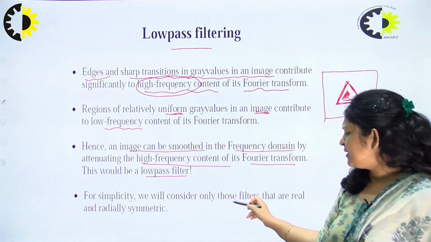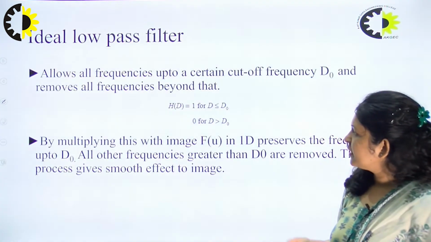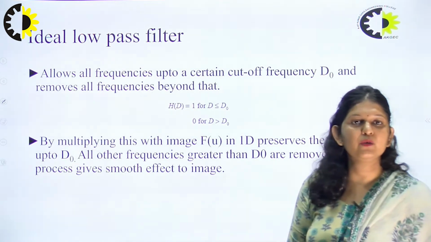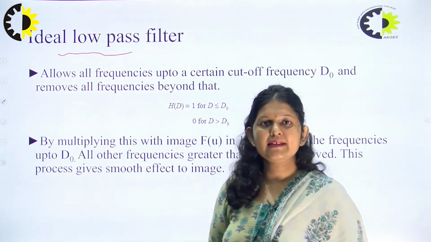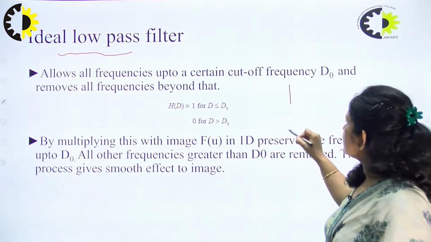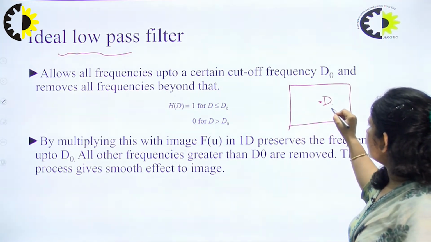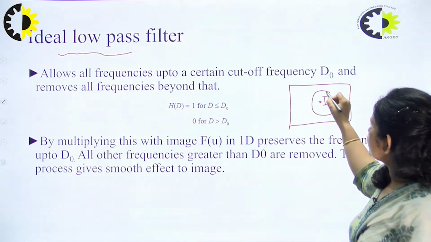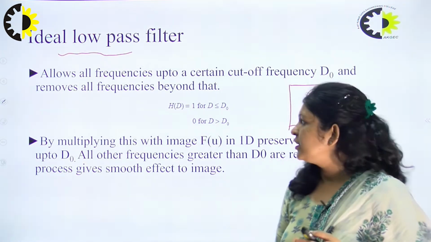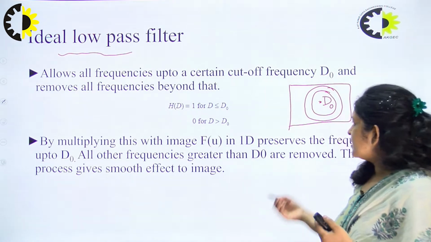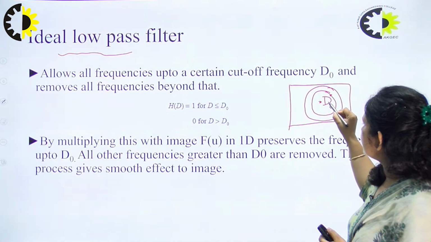For simplicity, we can consider only those filters which are real and radially symmetric. So the first low pass filter is the ideal low pass filter. It's a very simple filter. Ideal in the sense of how it works: say this is an image, and this is the center, D0, in the frequency domain. I told you that radially concentric circles from the center of the image represent the frequency components. So for this particular circle, the frequency is D0.